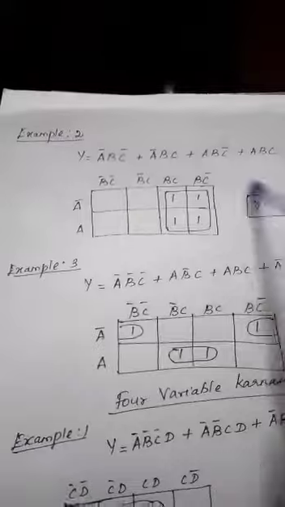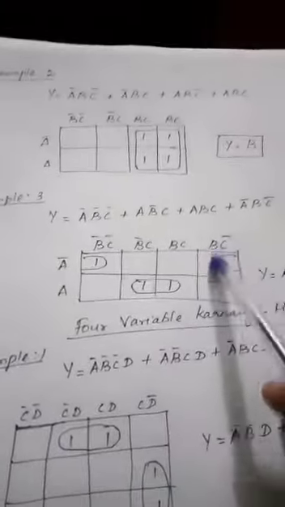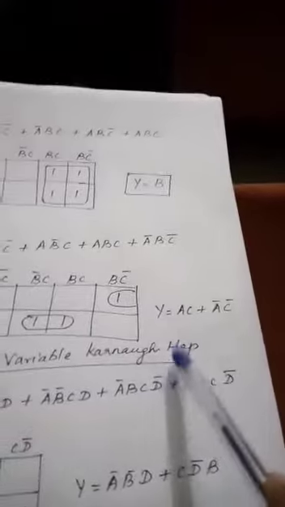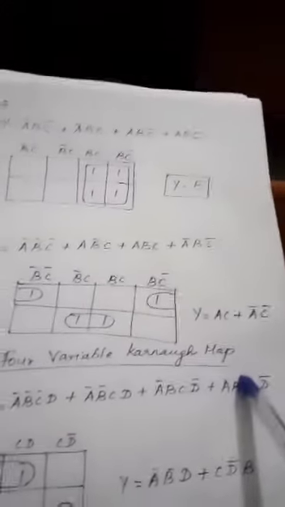Now I already told you if you have 2 ones nearest, then we can encircle them. If you have 4 ones, we can also have them as 1 subcube. Like that, the cells on the edge of the diagram, like this and like this, we can combine and have this as 1 subcube. Okay, so from this we have the answer y is equal to AC plus A bar, C bar. So this is the simplification of this expression.